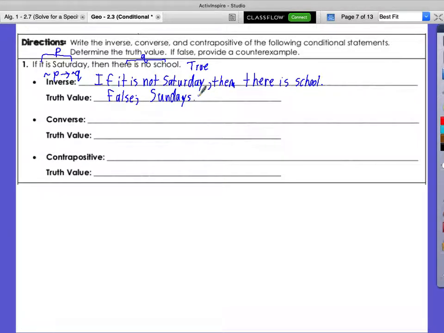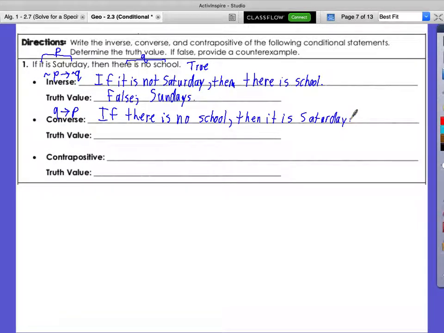Converse, we do what, maybe, with our conditional? Pregnant, so okay, we flip it. Very good. Okay, we go Q, then P. So what's going to be our new hypothesis here? If what? Very good. If there is no school, then it is Saturday. If there is no school, then it is Saturday.